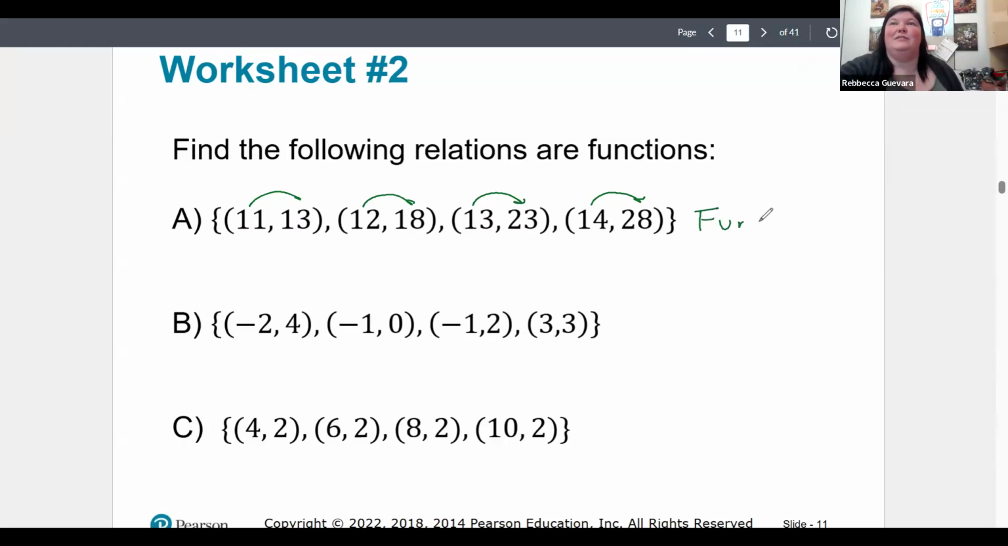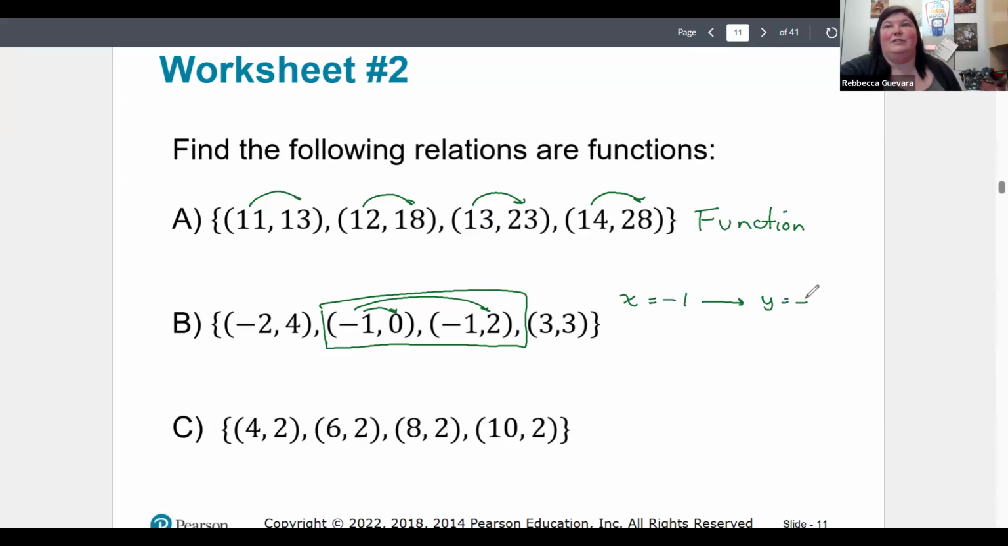This is a function. Here I have a problem. -2 goes to 4, but -1 goes to 0 and 2. However, 3 only goes to 3, but it's this one part right here. x equals -1 mapped over to y equals 0, and it maps over to y equals 2. So it gives me 2 different things. So this one's not a function.